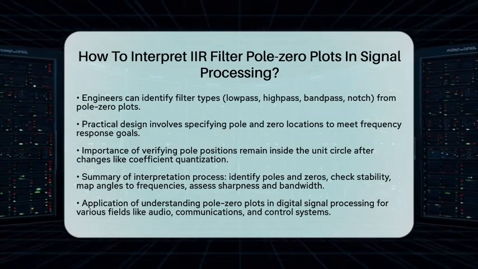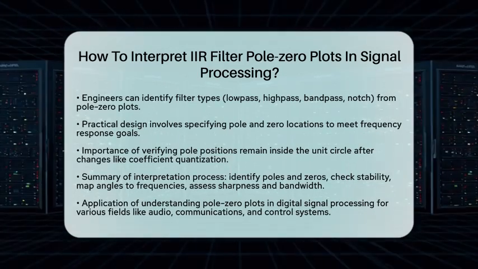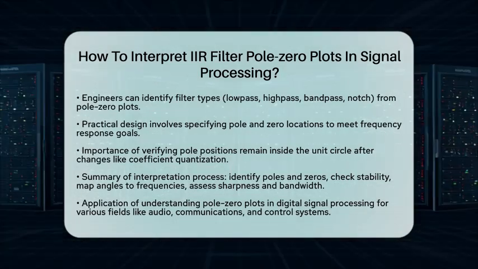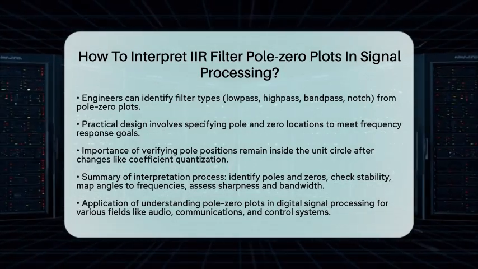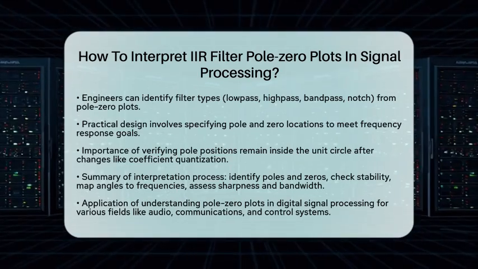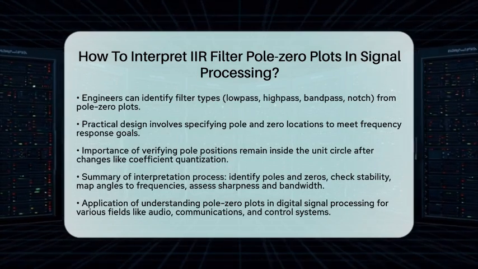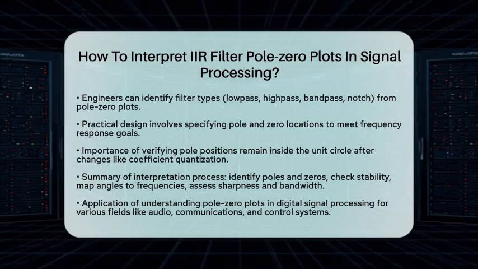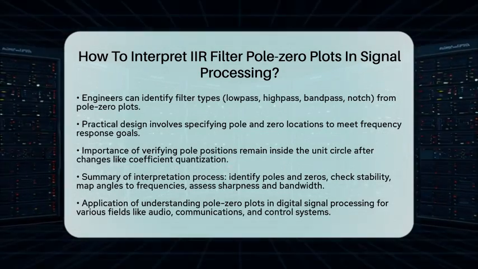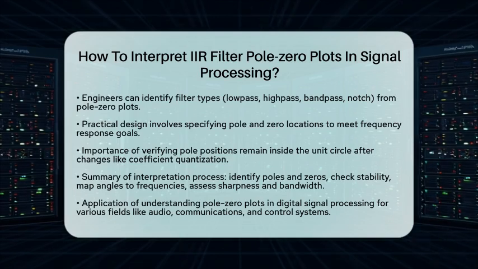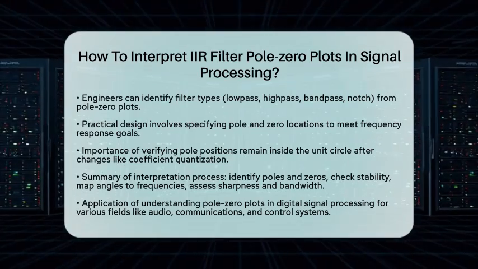To summarize the interpretation process, start by identifying the poles and zeros on the complex plane. Check the locations of the poles relative to the unit circle to ensure stability. Then, map the angles of the poles and zeros to their corresponding frequencies to understand which frequencies will be emphasized or attenuated. Finally, assess how close they are to the unit circle to estimate the sharpness and bandwidth of the frequency features.